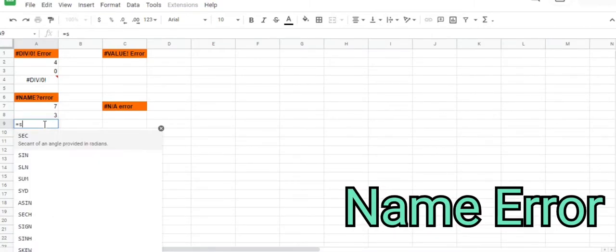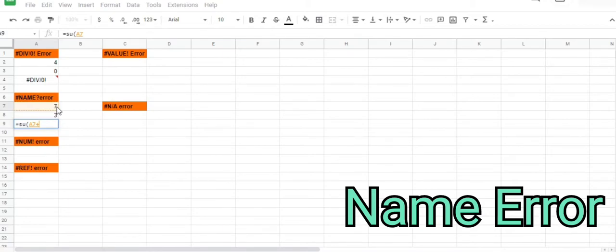Next, the name error occurs when you enter certain function and the spelling of the function name is wrong. It throws a name error. You see, I mistakenly entered SU A7 to A8, but the correct one is sum A7 to A8.